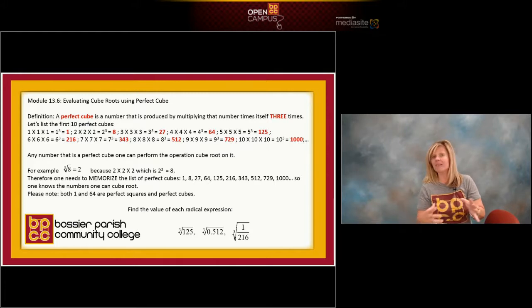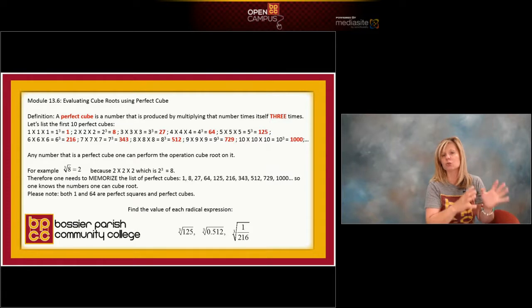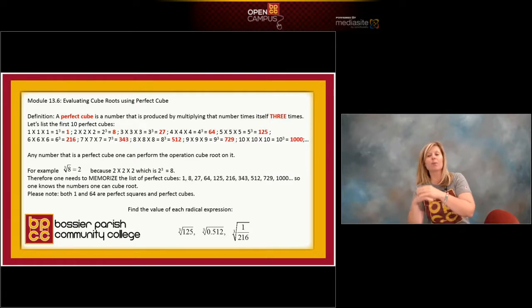Therefore, you now have 2 lists to memorize. You need to know your perfect square list to do square roots. Now you need to know your perfect cube list to do cube roots. So let's go to the board and discuss this. See you then.